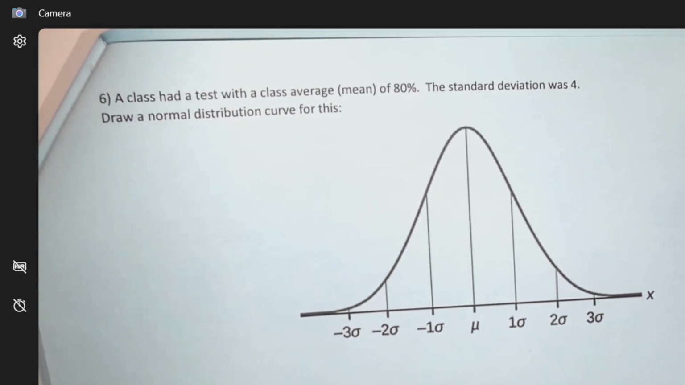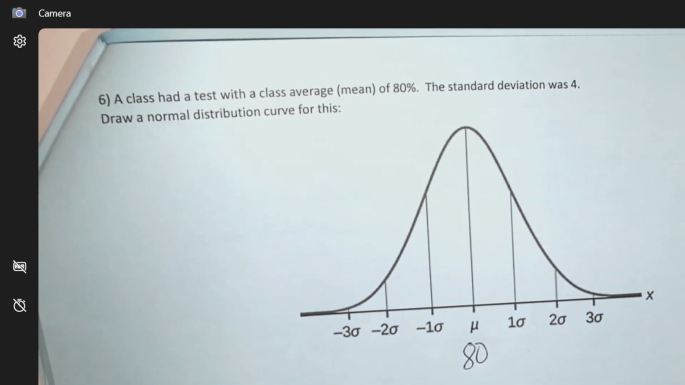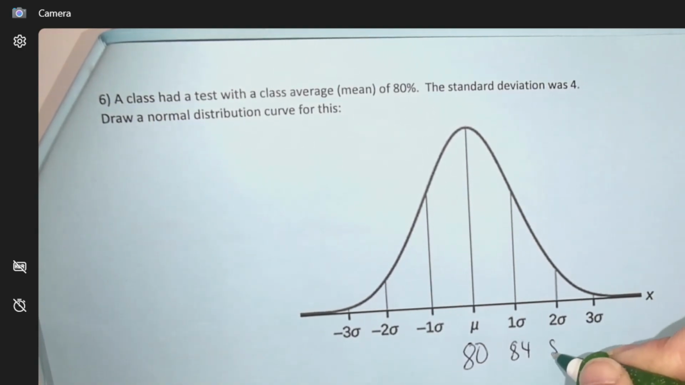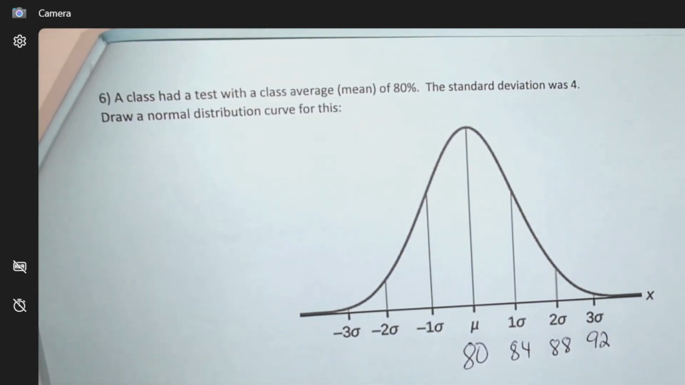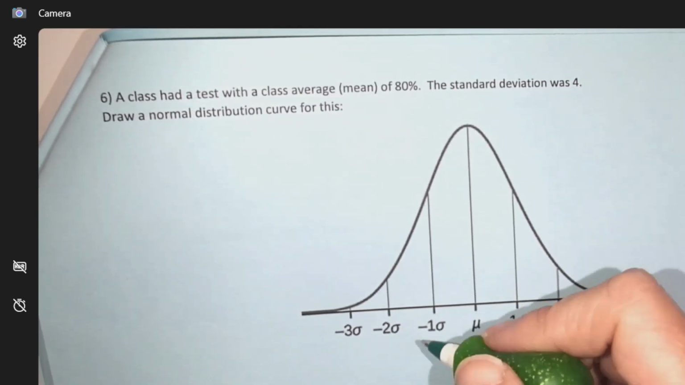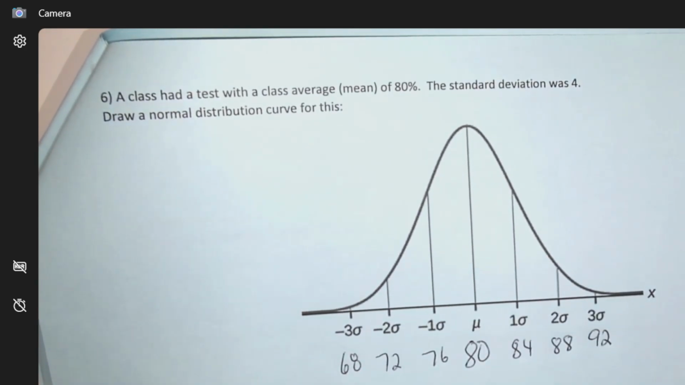Okay, my class had an average of 80, so put that right in the middle of your chart. The standard deviation is 4, so this person would get 84, 88, and 92. Up 4, up 4, up 4, up 4. Can you also backtrack here? Go down 4, down 4, down 4.